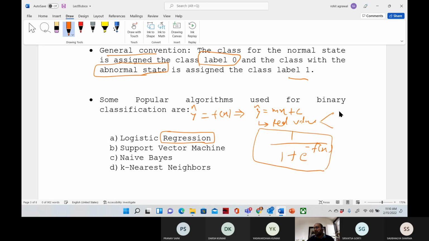That means it can be minus 100. It can be minus 1000. Clear? Now, can anyone tell me the range of 1 upon 1 plus e to the power minus f of x? Hello?